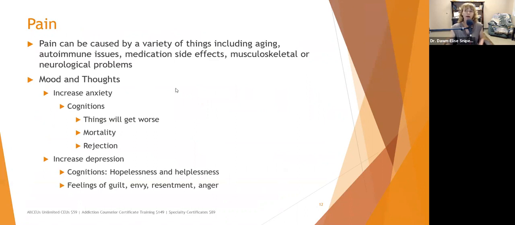Pain can be caused by a variety of things, including aging, autoimmune issues, medication side effects, musculoskeletal or neurological problems. And when I say medication side effects, there are two ways that medication can cause pain, if you will. Number one, if you take something like an anti-inflammatory and it upsets your stomach, a lot of people have reactions to medications that cause them especially GI pain. That's one kind of pain that can be caused by medication.